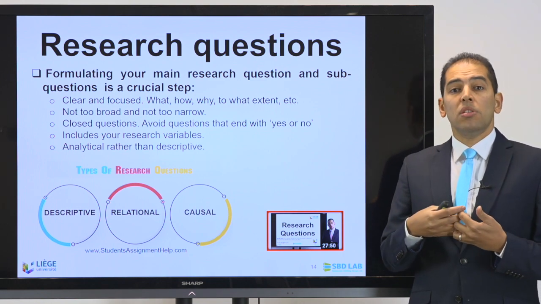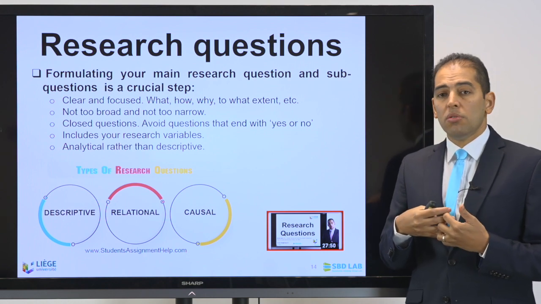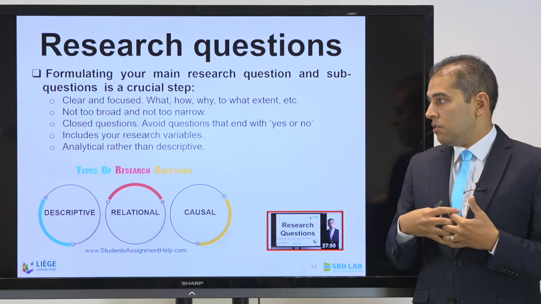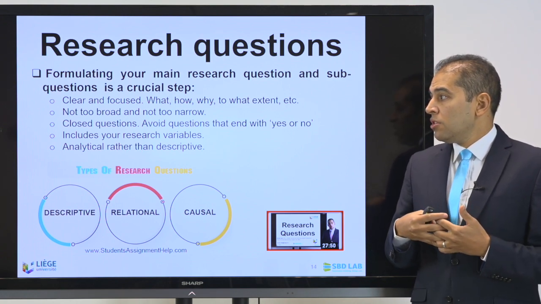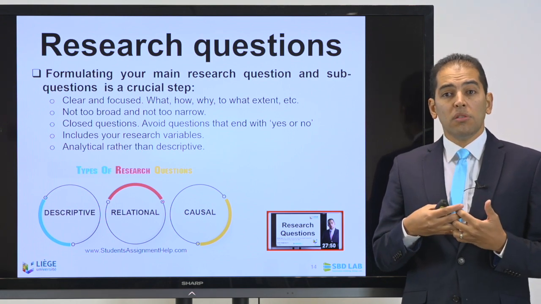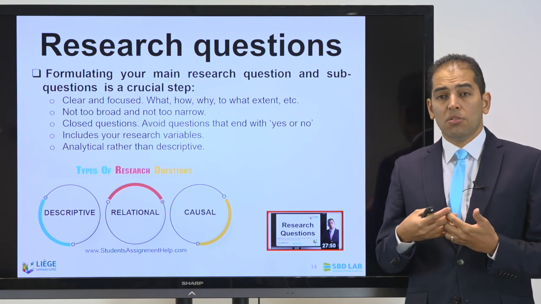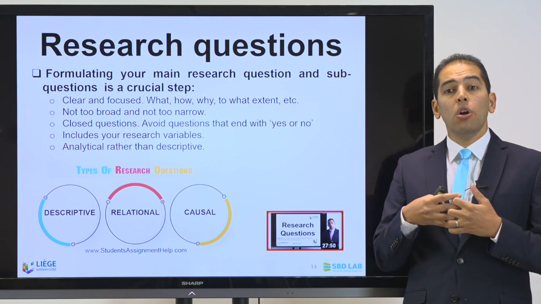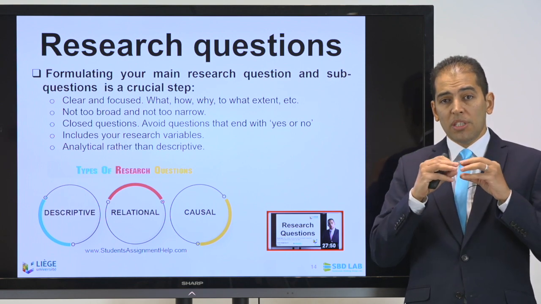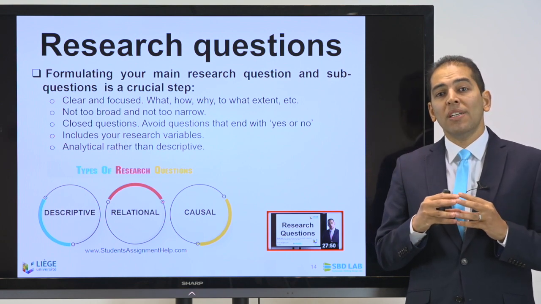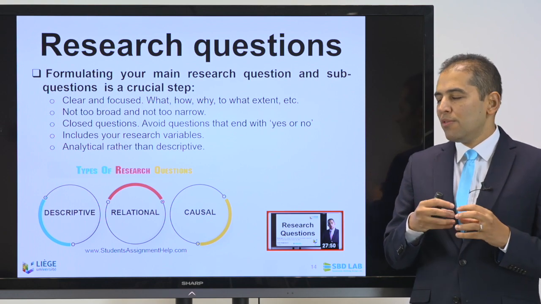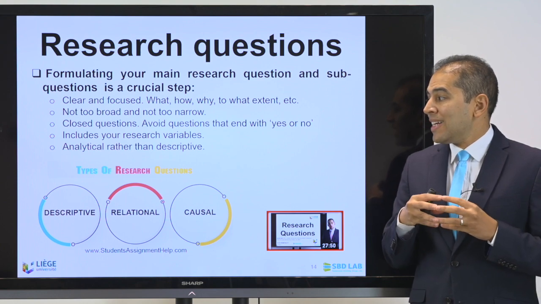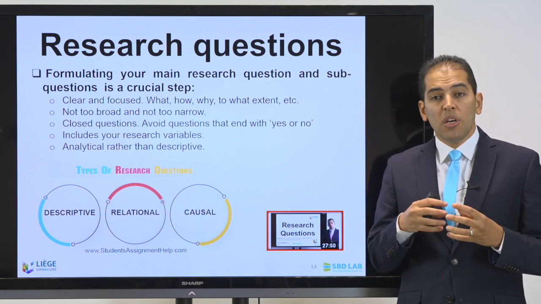Also, the research question needs to avoid any broad, general, or generic formulation. You need to choose questions that avoid closed-ended answers like yes or no. You always need to ask open-ended questions, and you need to include in the articulation of your question the variables that you want to observe, measure, or correlate, and it requires analytical rather than descriptive research questions.